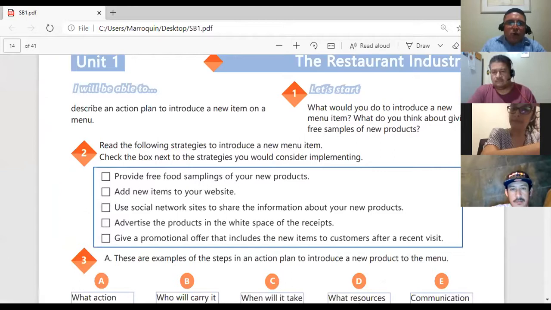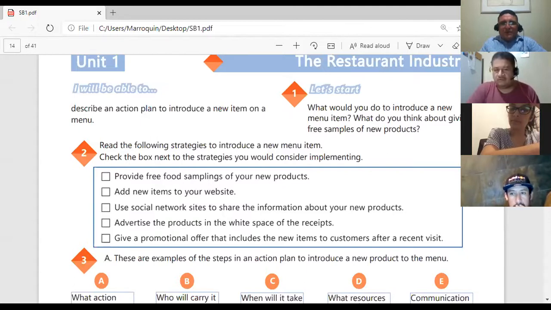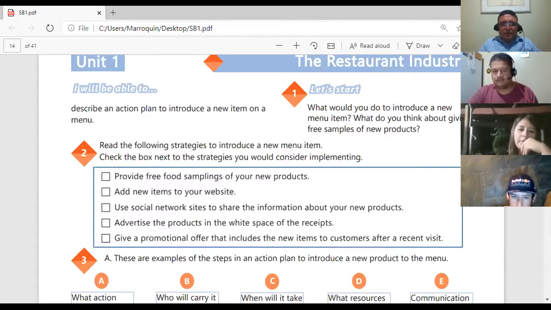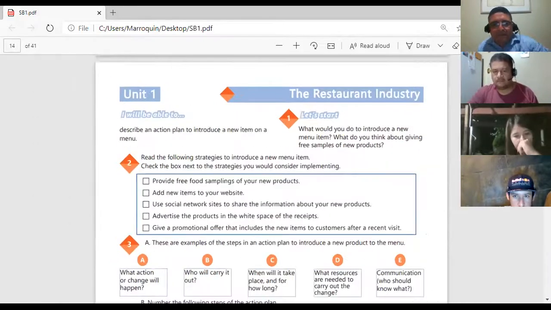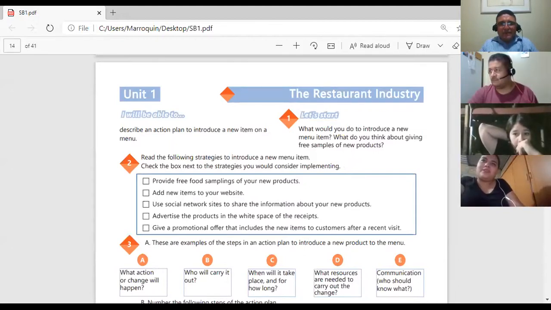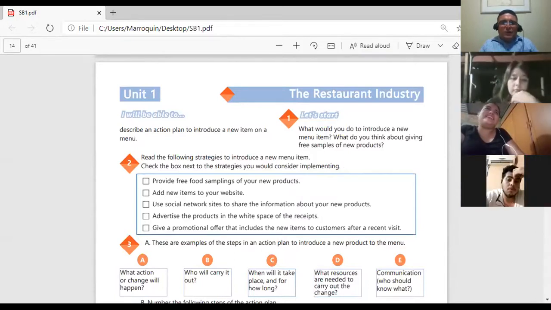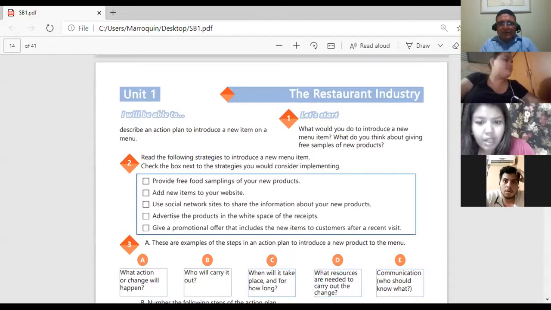What will you do? Okay, Luis, can you please read the first option? Provide free food samplings of your new products. Very good. Another volunteer for the second one? Add new items to your website. Very good. Someone else, number three. Use social network sites to share the information about your new products. Very good. Another volunteer? Advertise the products in the white space of the receipts. Very good. Receipts. And who wants to read the last one? Give a promotional offer that includes the new item to customer after a recent visit.